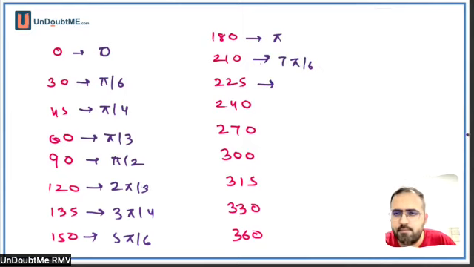225, anyone? Would it be 8 pi over... It's a multiple of 45, sir. It's 5 times, so 5 pi by 4. Yeah, 5 pi by 4 is correct, because it's a multiple of 45.